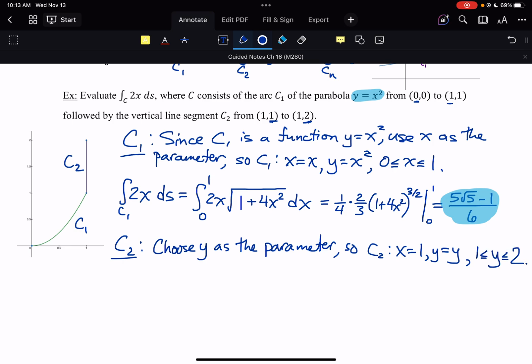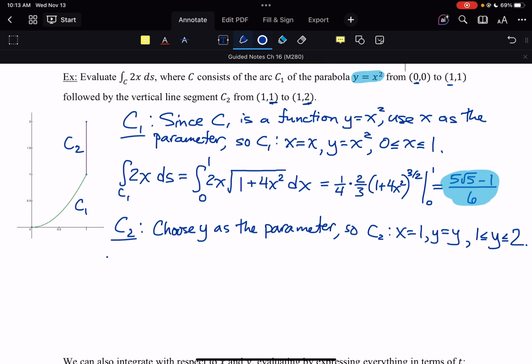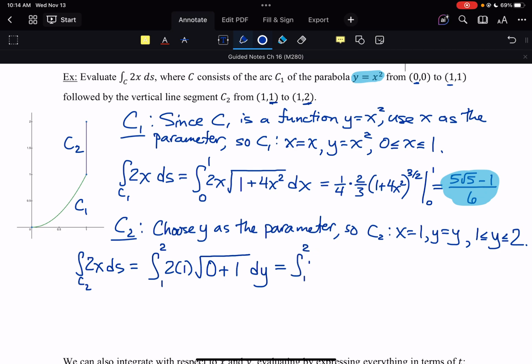So y goes from 1 to 2. So the line integral over C2 of 2x ds, we get the integral from 1 to 2. x is 1, so that's 2 times 1, times the square root of (dx/dy)^2 plus 1, and dx/dy is nothing, so that's just 1. So we have the integral from 1 to 2 of 2 dy. That's just 2y evaluated from 1 to 2, which is 2. So that would be the value of the line integral over C2, the second part of that curve.